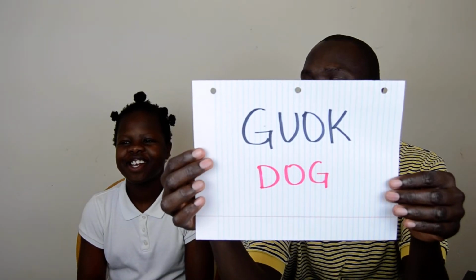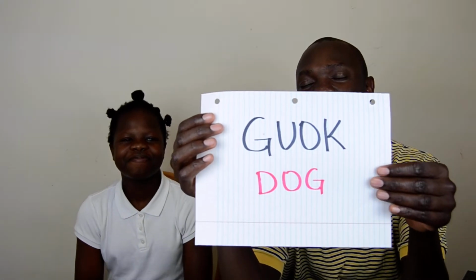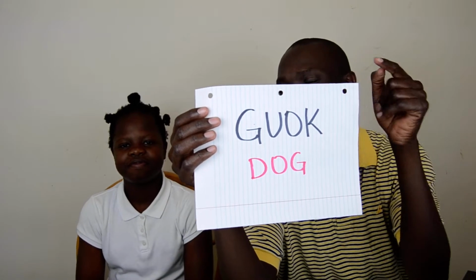Guok. The U and the O are together. Guok. That's a dog. The kid of a dog is just nyati guok. And the kid of a cat is also nyati nyambura.